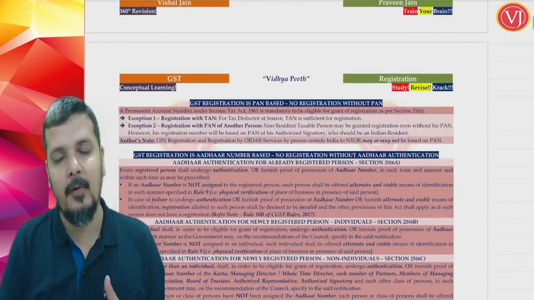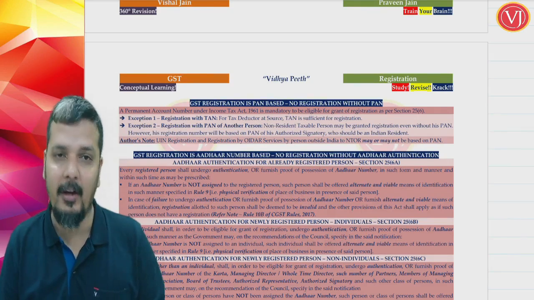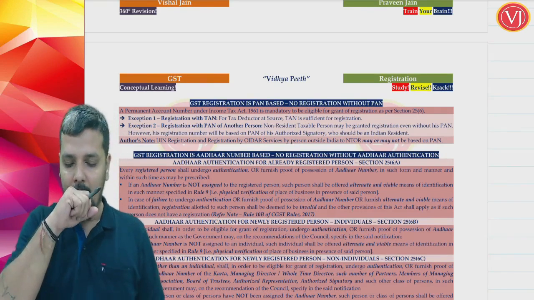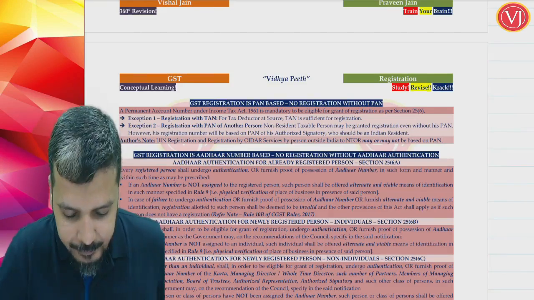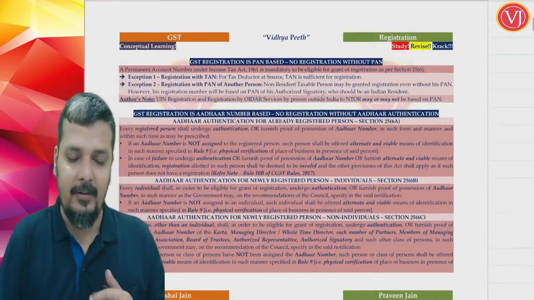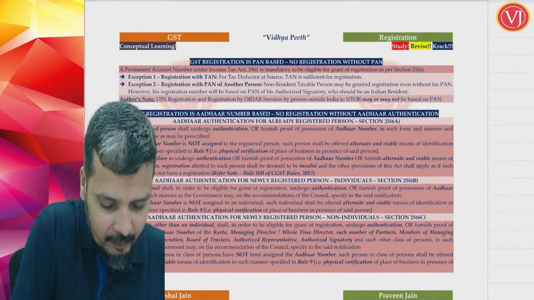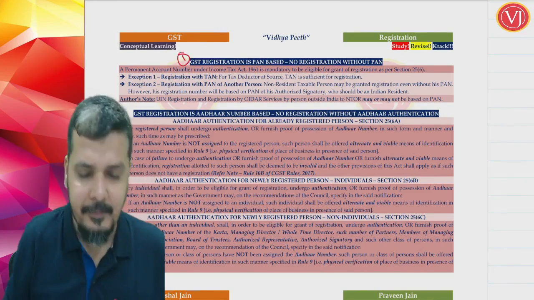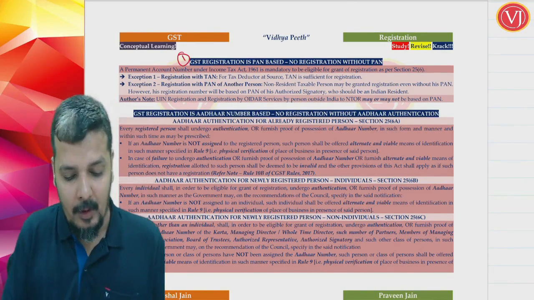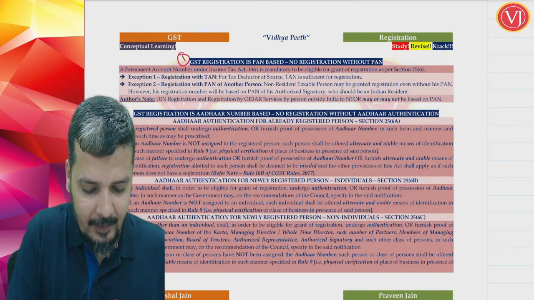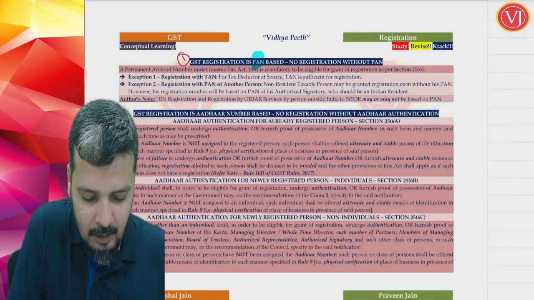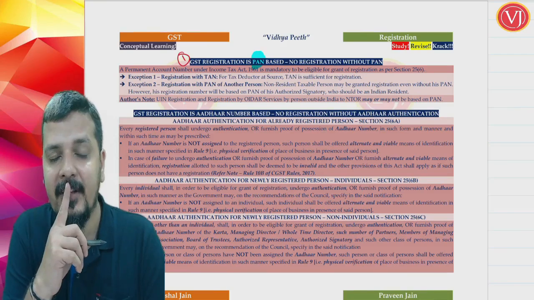Now each of the four aspects we will be analyzing a bit and talking about the exceptions. Rather, we'll be focusing now much about your exceptions. Now the first concept that we have said was your GST number is PAN based. So without having a PAN number, you cannot have your GST number.